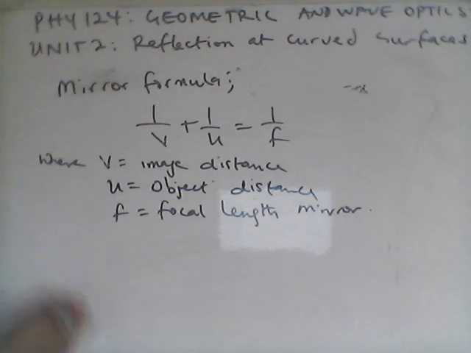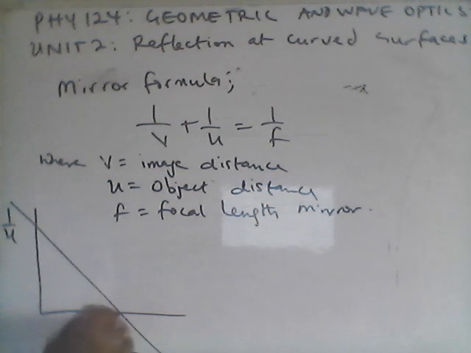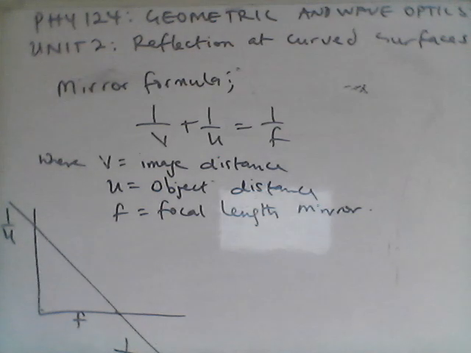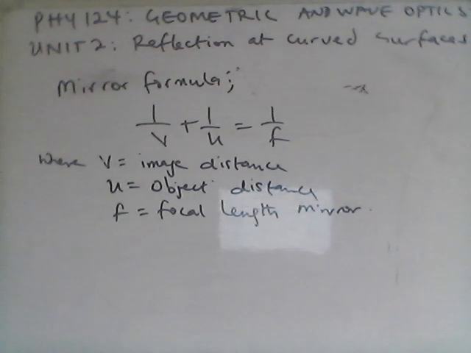In the lab, there is an experiment that shows this, with the 1 over U axis and the 1 over V axis, and this point gives the focal length. That is determined in the lab, so that is not the focus of this particular course. We are looking at the characteristics of curved mirrors and the mirror formula. Then we will end up with magnification. So what is magnification?